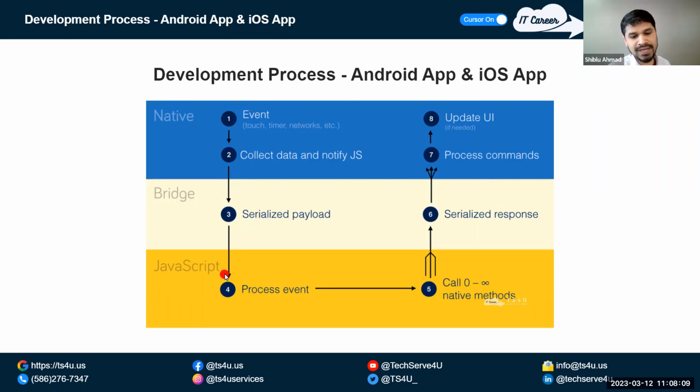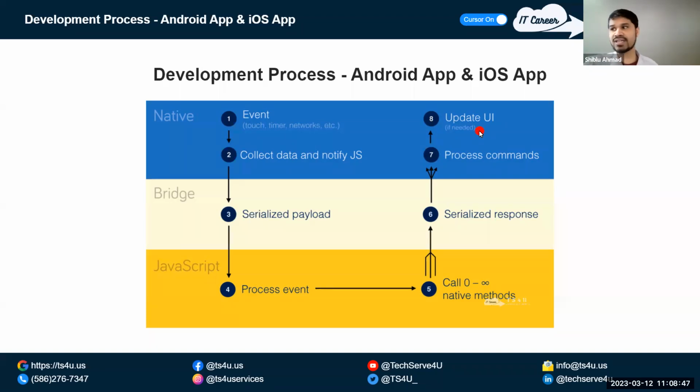So a native bridges JavaScript. If you see this event, look at this, simple, right? You're touching something, you're doing something, and it collects the data and notifies the JavaScript. Simple. And there is a serialized payload. And then your process event, and then call the event, and serialize the response, and process the command, and update the UI. That's exactly what happened. When you do anything on the vehicle, that's how it works. When you do the mobile app, that's how it works.